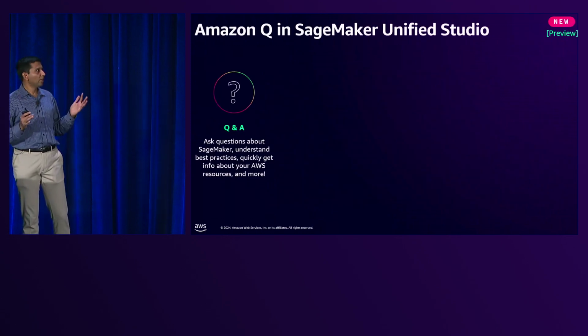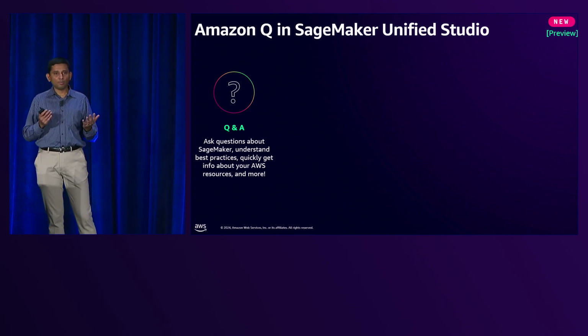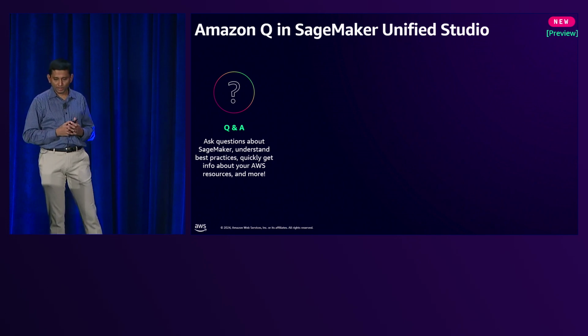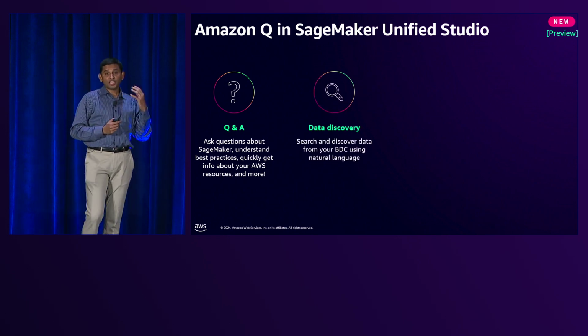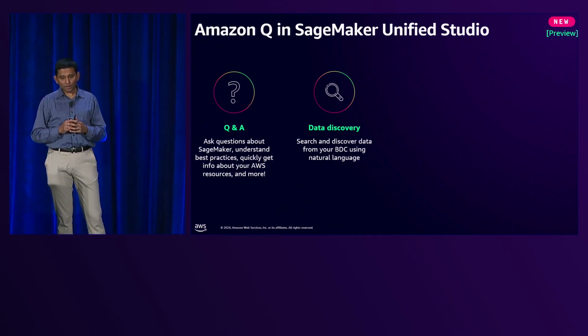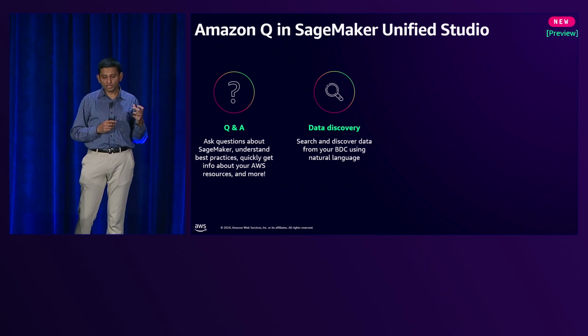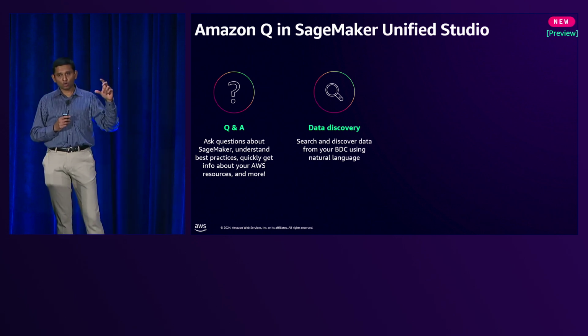So what are some of the things you can do with Q in SageMaker Unified Studio? Firstly, Q&A. You can get guidance on how to set up a project or a domain, which are new concepts when you're just starting off with SageMaker Unified Studio. You can chat about your data assets in natural language through a conversational interface. You can ask questions about data published in your catalog. For example, you can say, show me data on sales. And Amazon Q will interpret your query, execute the appropriate API calls, and return the results directly in the chat interface.